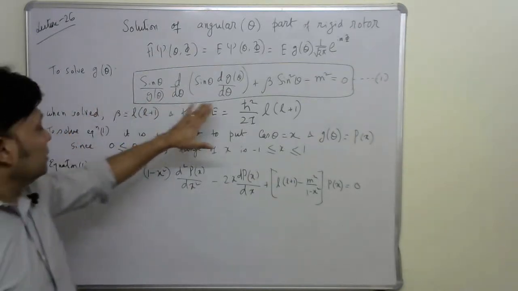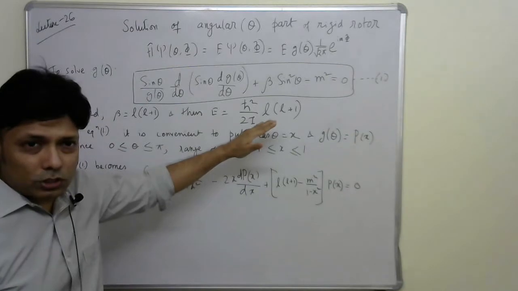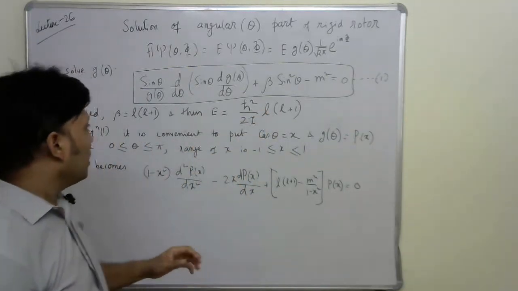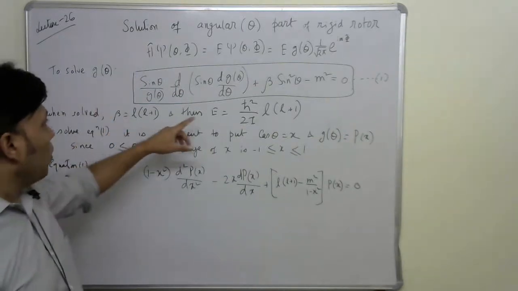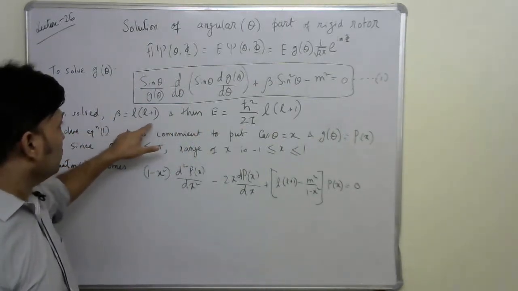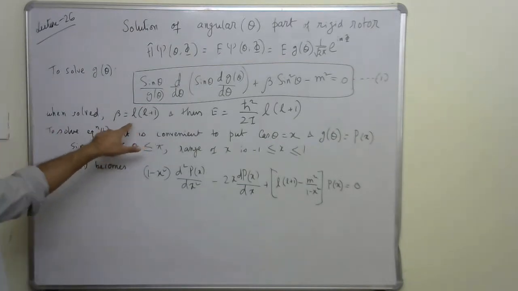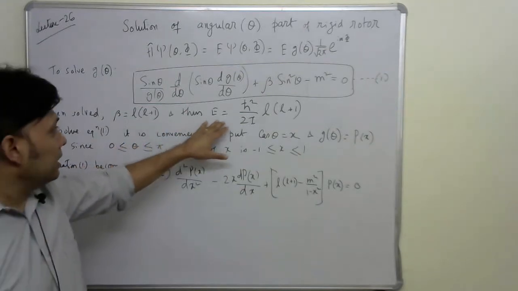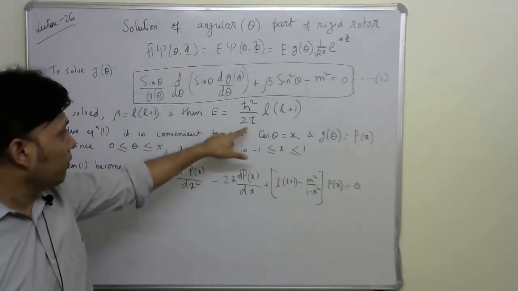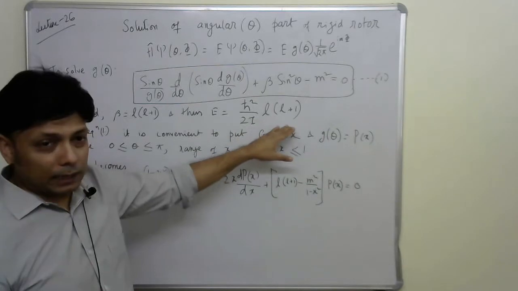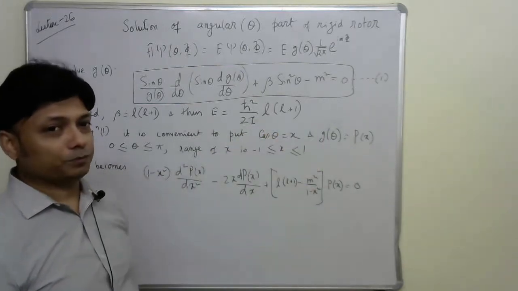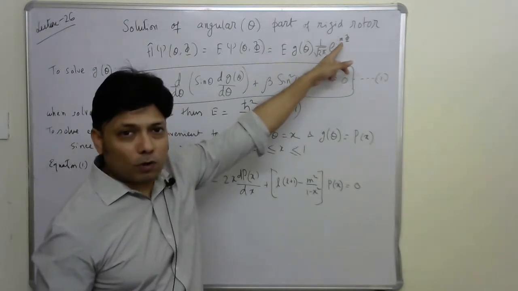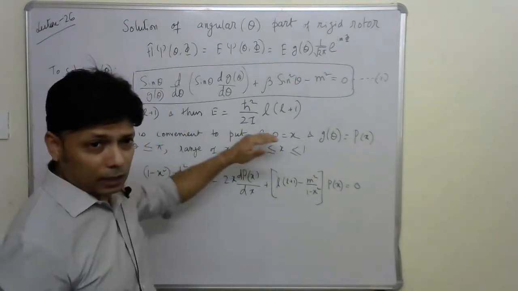Now you see this differential equation cannot be solved by any direct method. When it is solved, the beta value takes up something like this, L multiplied by L plus 1. And thus E is equal to h cross squared divided by 2I multiplied by L times L plus 1. So now you see you are getting two quantum numbers, one is M and another is L.